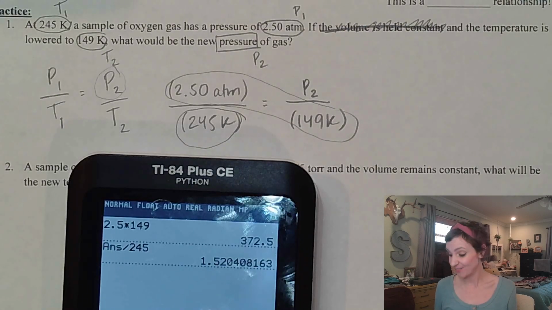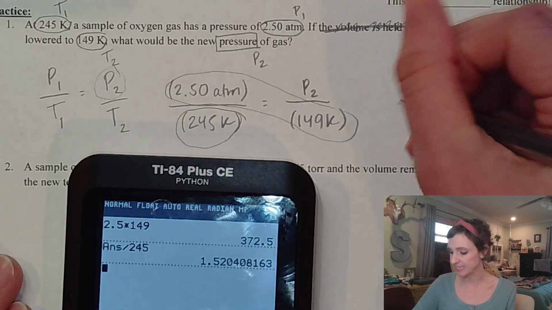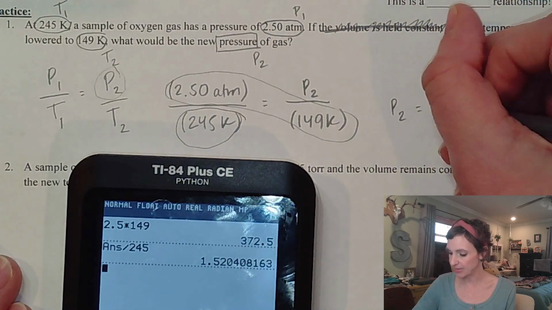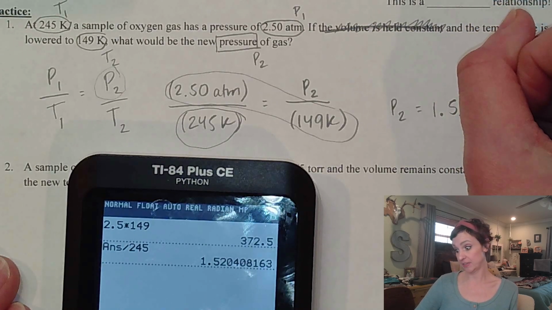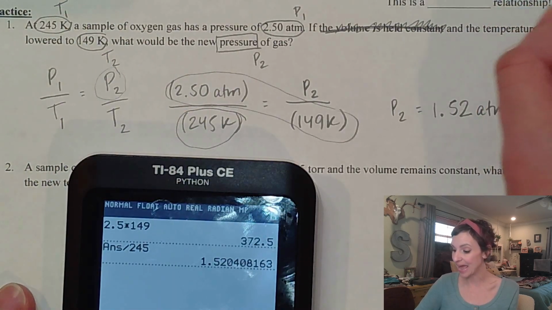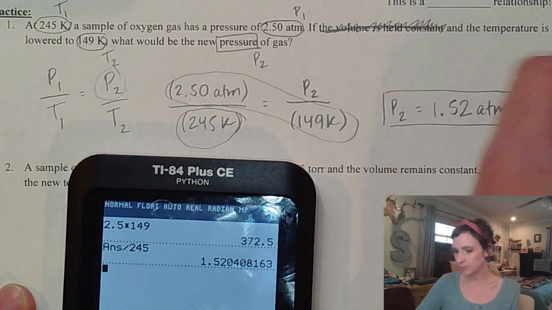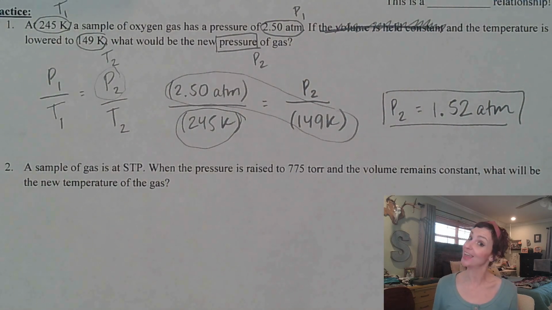Okay, how many sig figs? Everybody in this problem has 3 sig figs, so I'm going to round my answer to 3 sig figs. So P2 is going to be equal to 1.52. What are the units for this second pressure? The units for the first pressure were atmospheres, so it will also be in atmospheres. Does this problem really demonstrate the relationship between pressure and temperature according to Gay-Lussac's law?